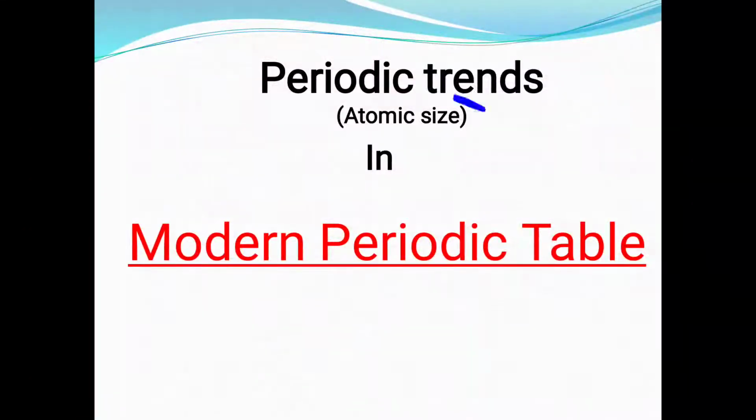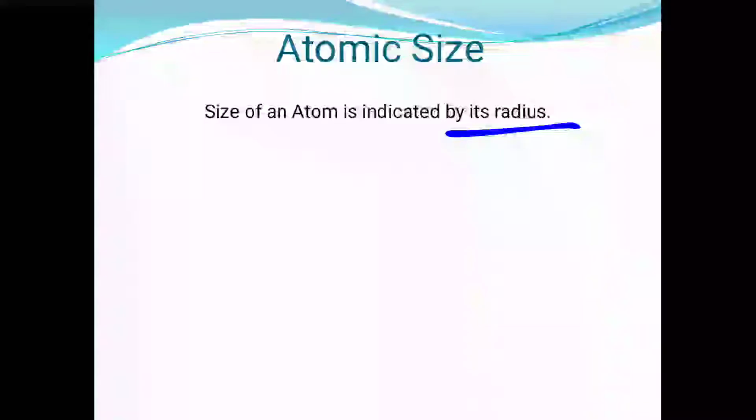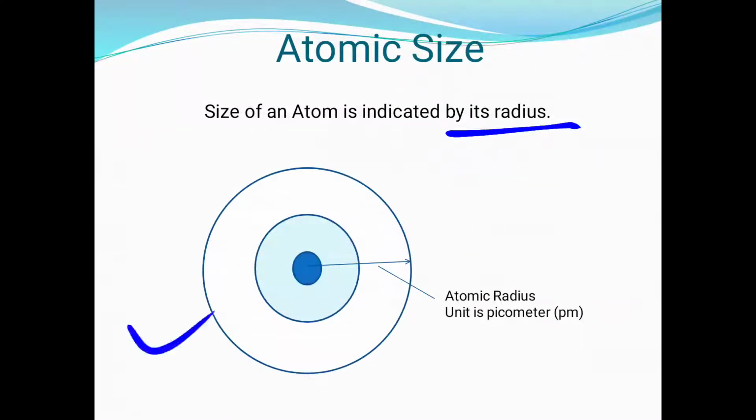Today we will discuss the atomic size of elements in the modern periodic table. In the previous standards you have learned that atomic size is determined by its radius. So let's see how. Suppose this is an element. The atomic radius of an element is nothing but the distance of the outermost orbit from the center of the nucleus. So this distance is nothing but the atomic radius.